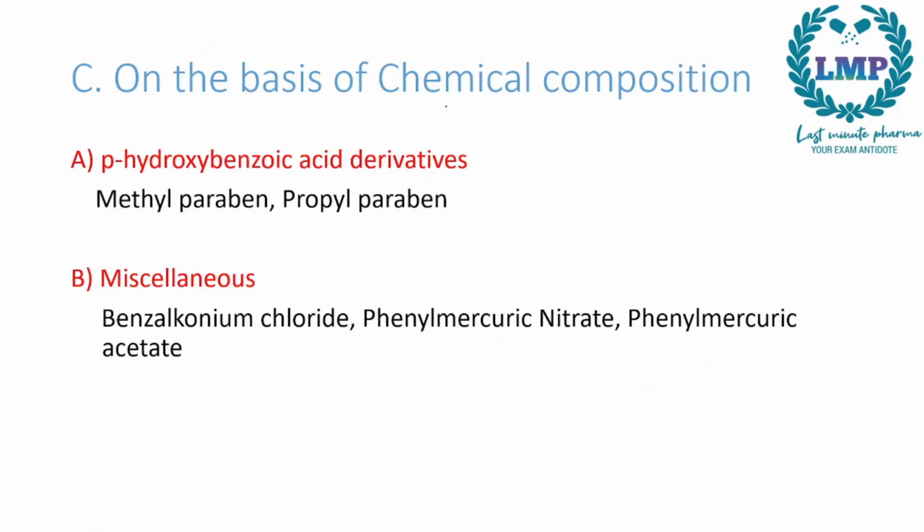Next we have on the basis of chemical composition. On the basis of chemical composition we have para hydroxybenzoic acid derivatives and the miscellaneous ones. So in the para hydroxybenzoic acid derivatives we have methyl paraben and propyl paraben. Then in miscellaneous ones, we have benzalkonium chloride, phenyl mercuric nitrate, and phenyl mercuric acetate. So let us check.